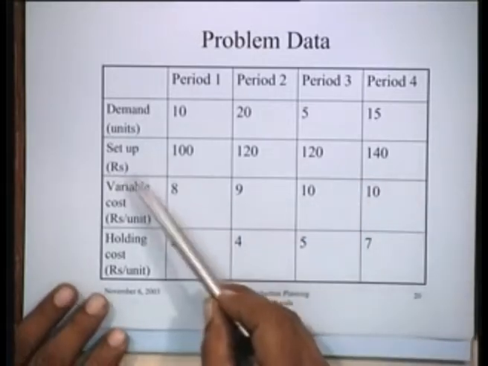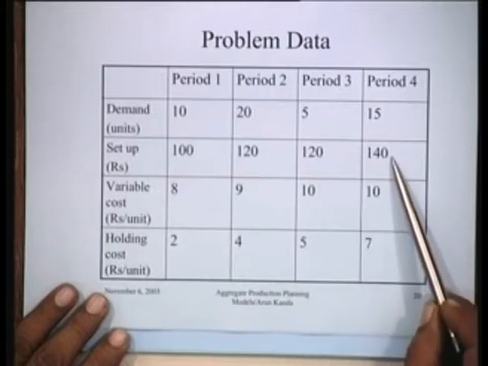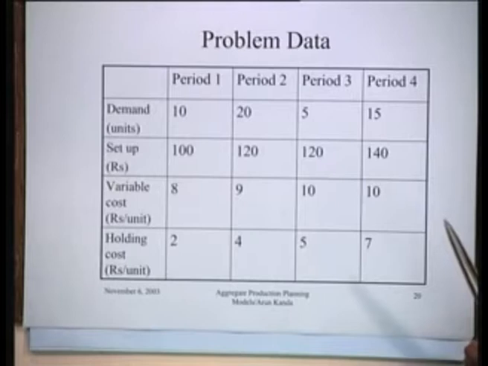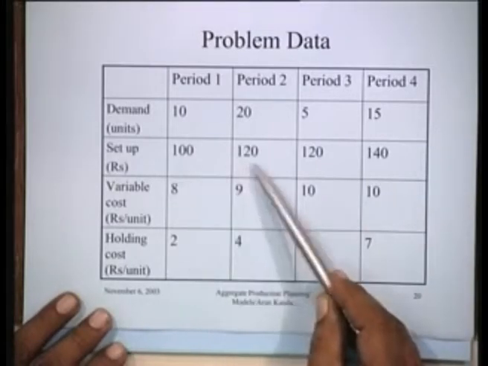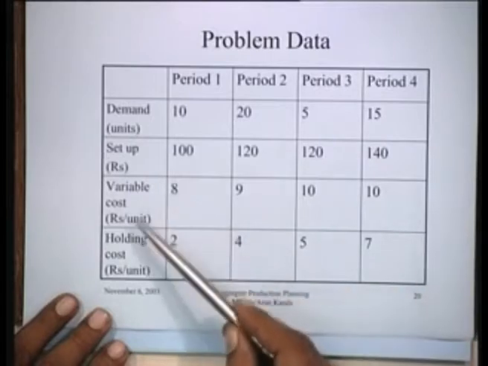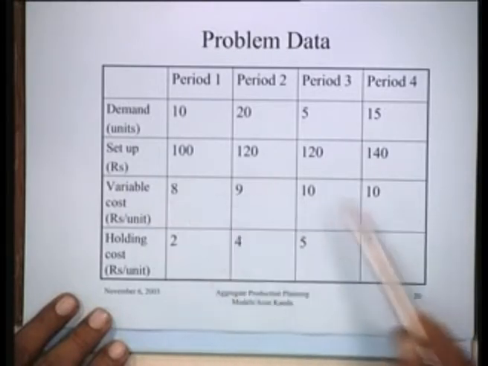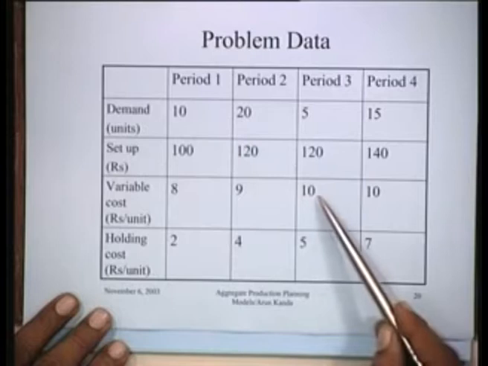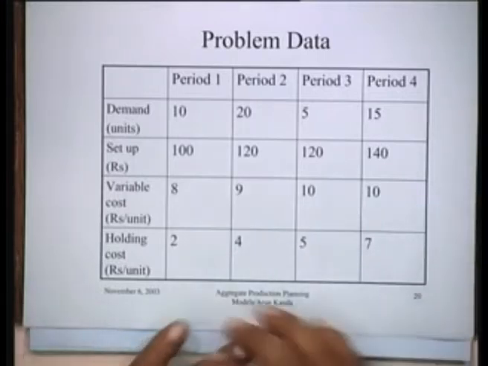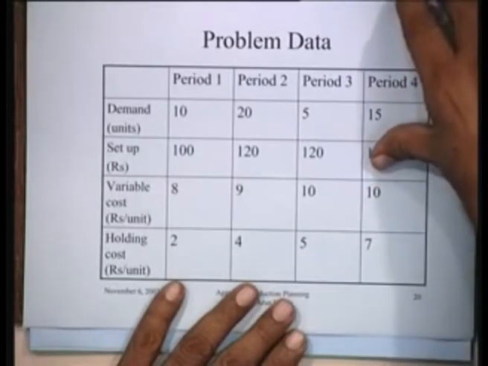The setup cost in different periods could be different because of inflationary factors or other factors that are there: 100, 120, 120, 40, 140. The variable cost per unit can also vary: 8 rupees, 9 rupees, 10 rupees, 10 rupees in different periods. And the holding cost can be 2, 4, 5 and 7, different. So we'll work the problem with this data for purposes of illustrating what we have to do.